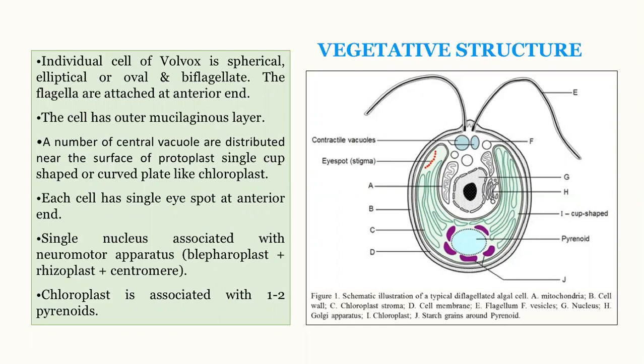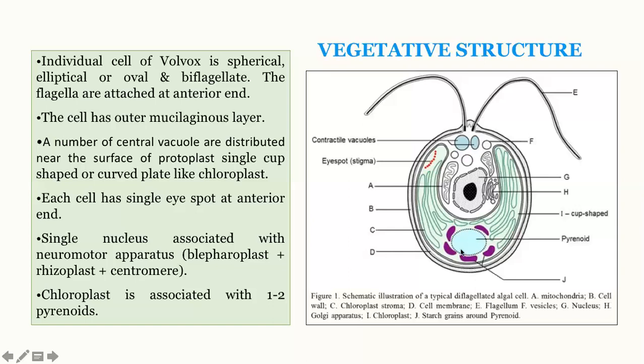And as I said earlier, chloroplast is a curved cup-shaped structure. Then you can see the nucleus and other organelles. So this is a vegetative structure of a Volvox cell. The cell has, once more I will repeat, the vegetative cell is almost spherical or oval in shape. It is biflagellate, two whiplash flagella are seen. Then it is covered by a mucilaginous outer layer, and then it has contractile vacuoles just beneath the flagella. Then prominent, you can see a cup-shaped chloroplast.